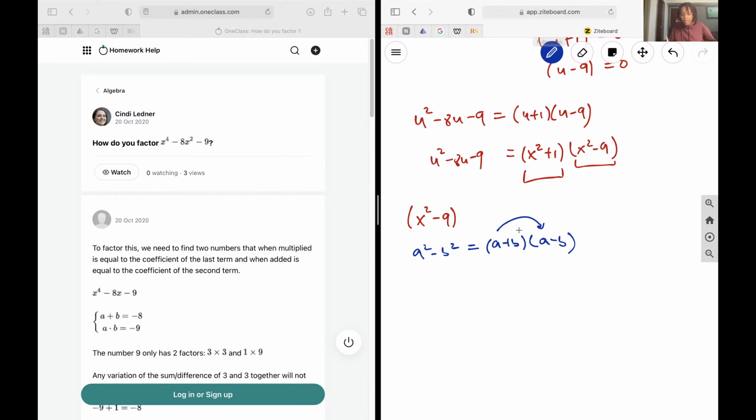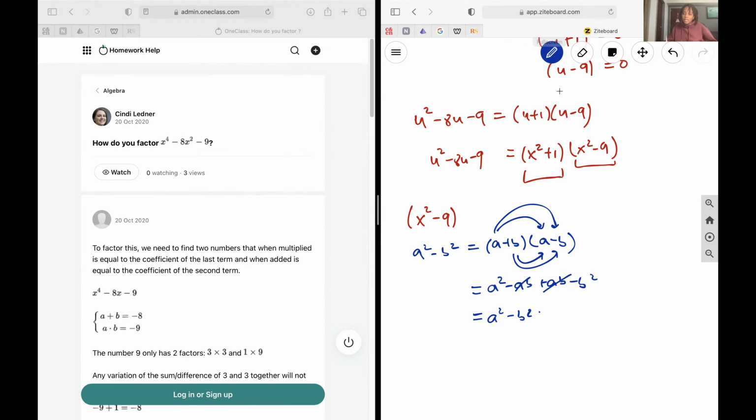So it'll become a by a, a by minus b, b by a, b by minus b, and that will become a squared minus ab plus ab minus b squared. These two cancel, of course, to form a squared minus b squared. So that's just a quick proof for that.